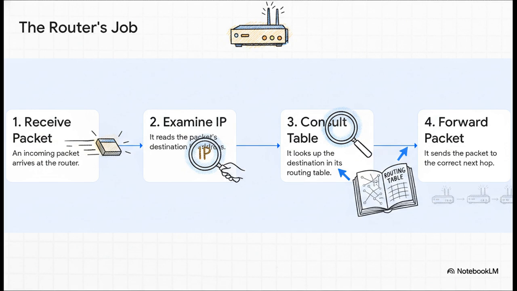It glances at one thing and one thing only, the destination IP address. 3. It looks up that address in its internal map, which we call a routing table. And 4. Based on what that map says, it fires the packet off to the next router in the chain. And it does this millions of times a second.